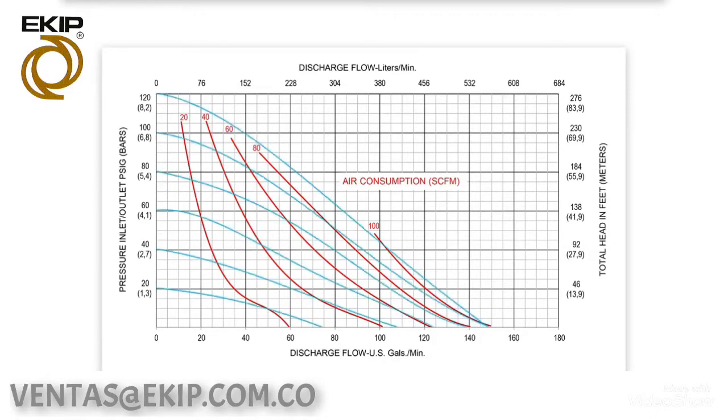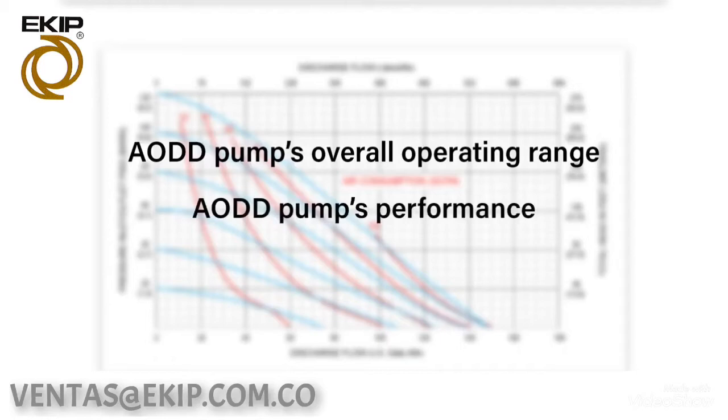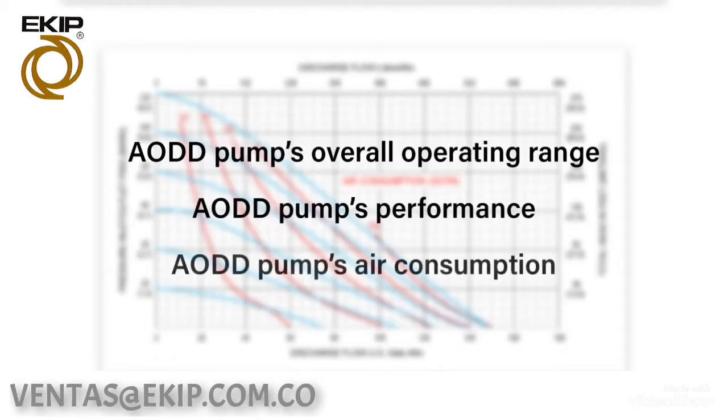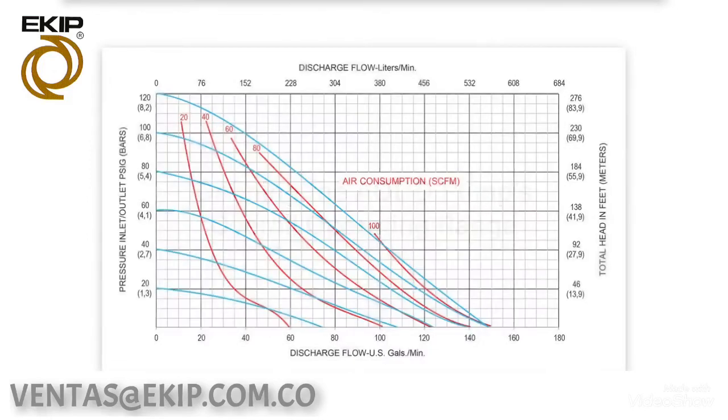There are three main pieces of information an AODD pump performance curve can define. It can define the AODD pump's overall operating range, it can define the AODD pump's performance, and it can define the AODD pump's air consumption. The performance curve defines the pump's overall operating range.